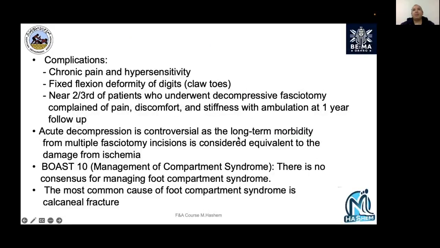Complication, the problem with the fasciotomy of the foot, it is always complicated by chronic pain and hypersensitivity. So if you haven't done anything, you may have fixed flexion deformity of the digits. That's why a lot of people speak about should we do an acute decompression of a compartment syndrome of the foot or not, if the patient will end up with the same problem with fasciotomy or without. So that's why the guidelines say there is no consensus over how to manage a foot compartment syndrome. Most common cause of foot compartment syndrome is calcaneal fracture.